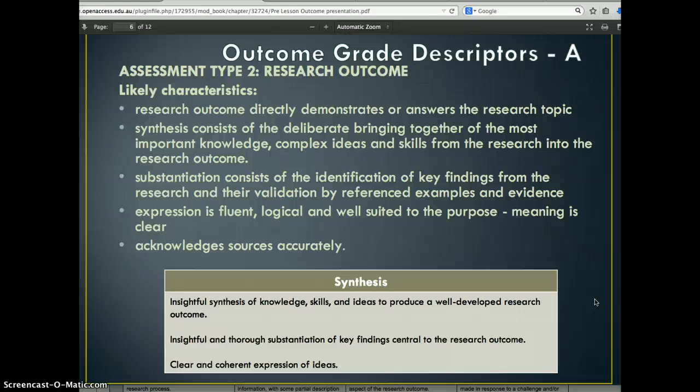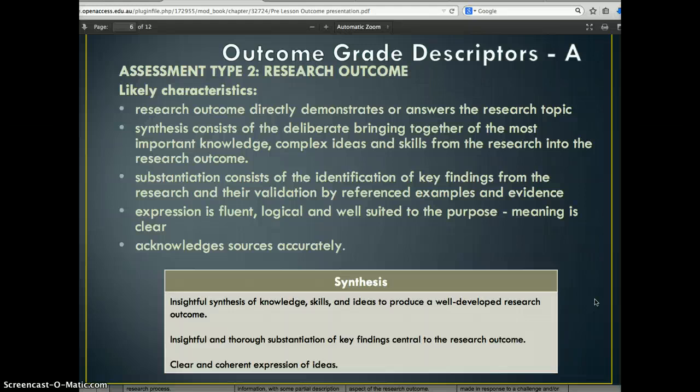Substantiation consists of the identification of key findings from the research and their validation by referenced examples and evidence. So you need to identify the key findings from your research, and you need to identify their validation by referenced examples and evidence. So you need to give examples of these key findings that you found, and you need to back them up with evidence.